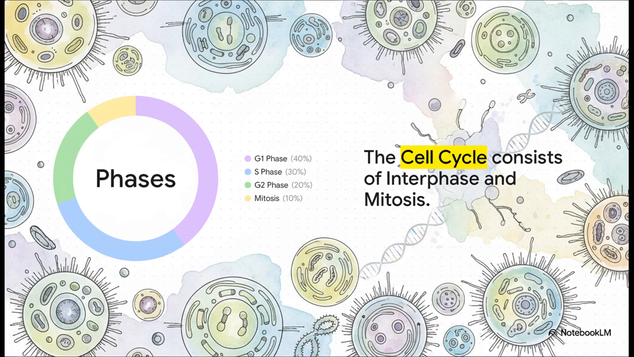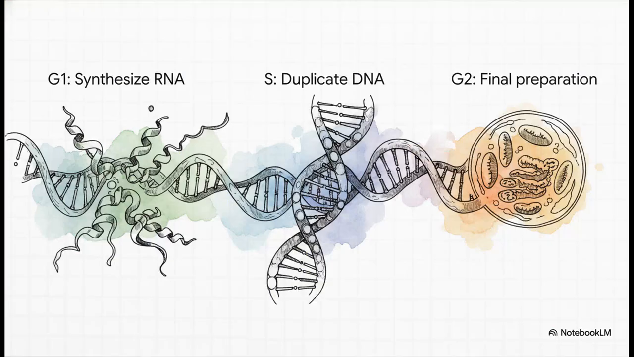The idea that when a cell isn't dividing, it's just resting, is completely false. The vast majority of a cell's life is actually spent in what we call interphase. During interphase, the cell is incredibly active. It's doing its daily job, it's growing, and most critically, it's preparing for the next division. Let's quickly unpack those interphase steps.